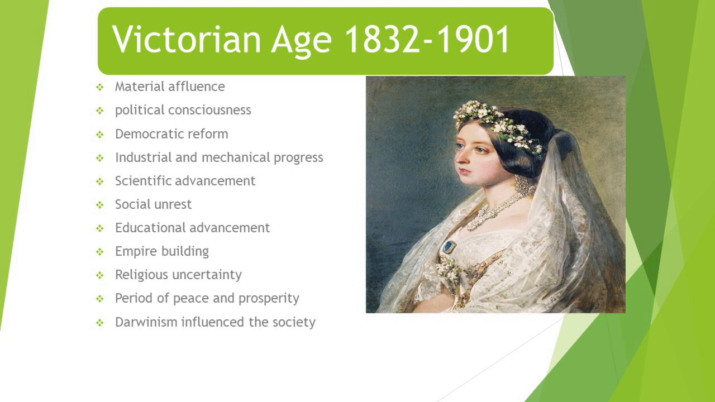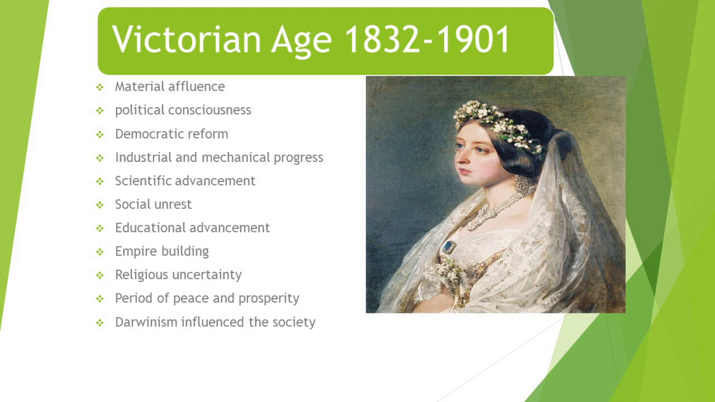Now let's see. It was the period of material affluence. It means many of the people of that period were materially prosperous, they were rich, and that was the period of political consciousness. Politically, people were also very conscious, and it was the period of democratic reform. Democratically, people were quite conscious, and there was constant reformation in democracy.